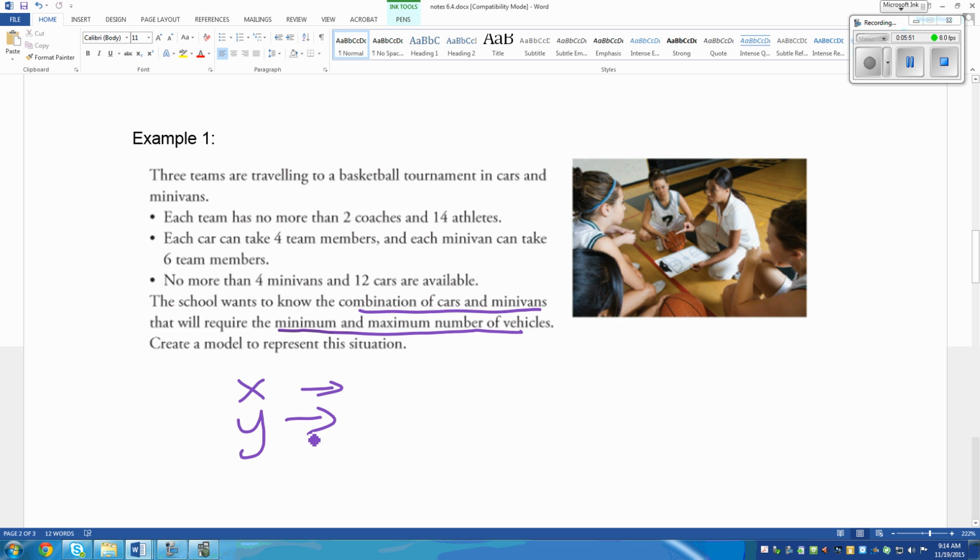Yeah? When it says it can take that amount of team members, does that include the coach? Team members are coaches and athletes. That's what we consider a team member. Okay? Good question, and clarifying would be good even on an exam and different things like that. So what do you want your x value to be? Cars, and y being minivans.